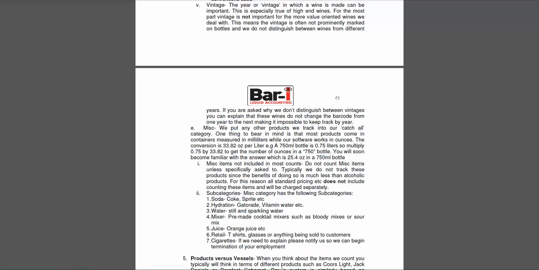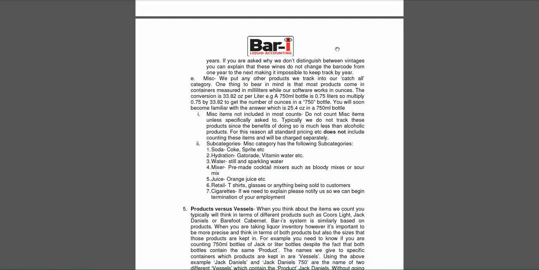But if vintage isn't prominently marked, it's probably not going to distinguish. And the lower end market, like Barefoot or most of the wines that you're probably familiar with, unless you're a real wine geek, they don't typically list the year on them, and it means that the barcode will not change year by year, meaning that they're just not emphasizing this vintage. So I said typically it's for the higher end stuff.